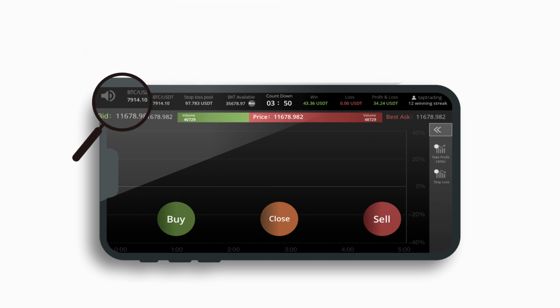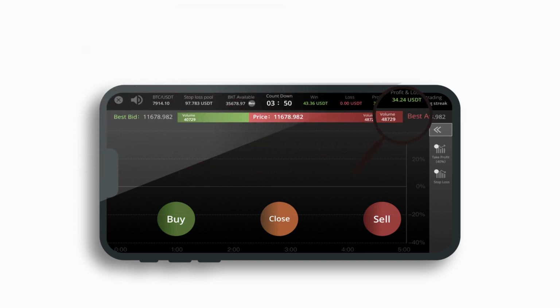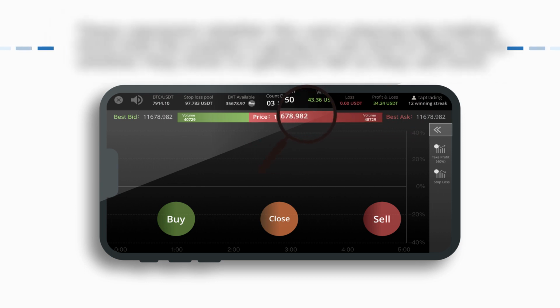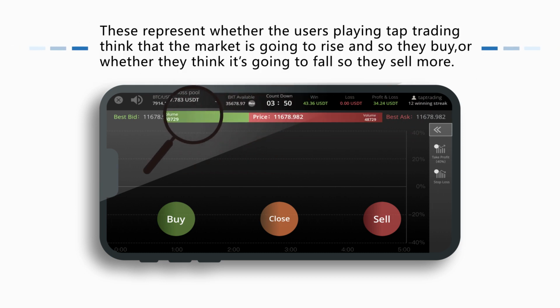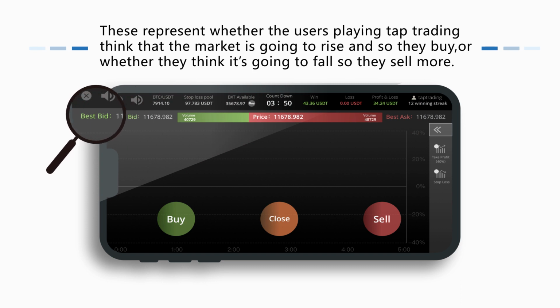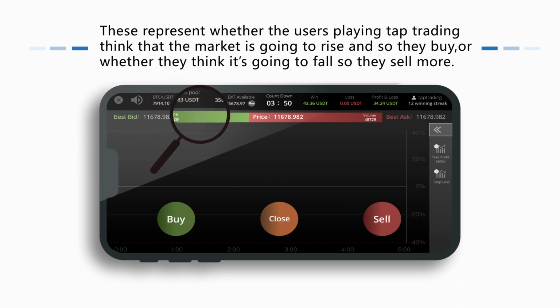And then there are the red and green buy and sell bars on the top of the interface. These represent whether the users playing tap trading think that the market is going to rise, so they buy, or whether they think it's going to fall, so they sell more. You can get an idea for how most people are forecasting the price in the next few seconds.